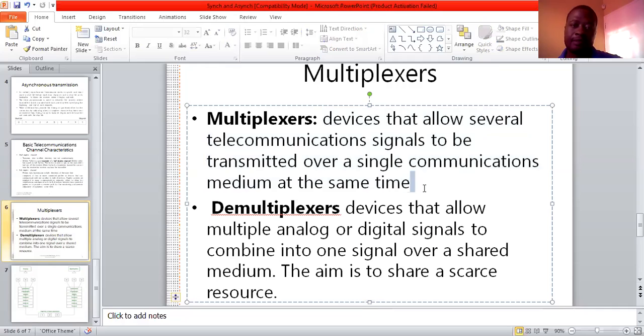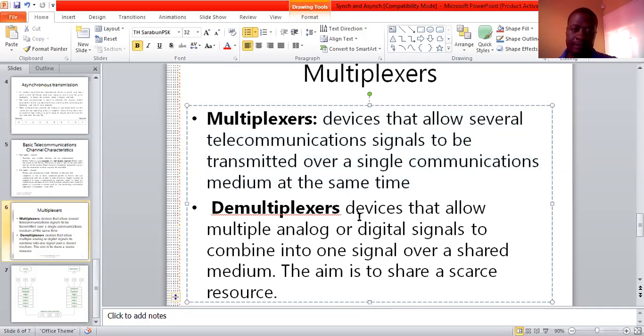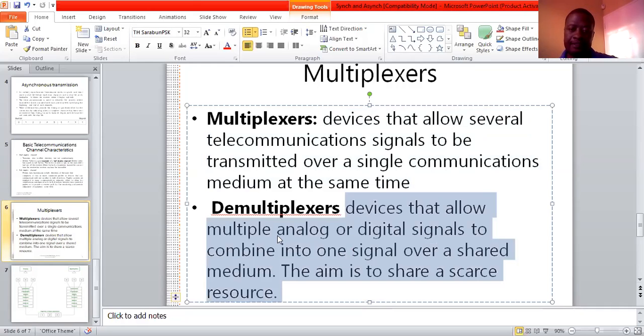So these are devices that allow several telecommunication signals to be transmitted over a single communication medium at the same time. All these signals are transmitted at the same time using a single medium of transmission. Whereas the demultiplexer is the opposite.